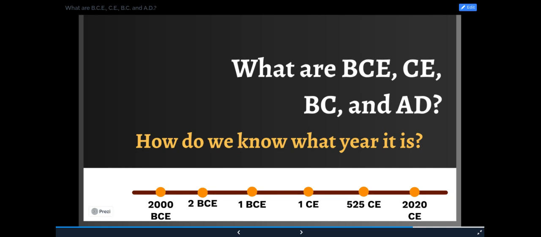If you see an artifact on a museum's website, or even if you're in a museum in person, and it says that it was made in 500 BC, you know that it is the same thing as 500 BCE.